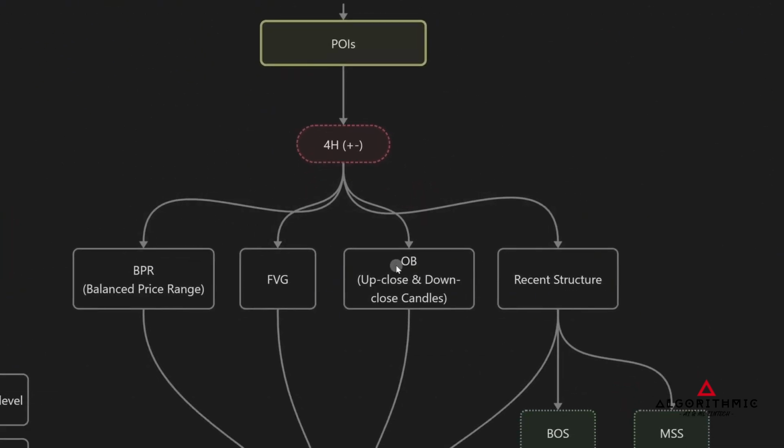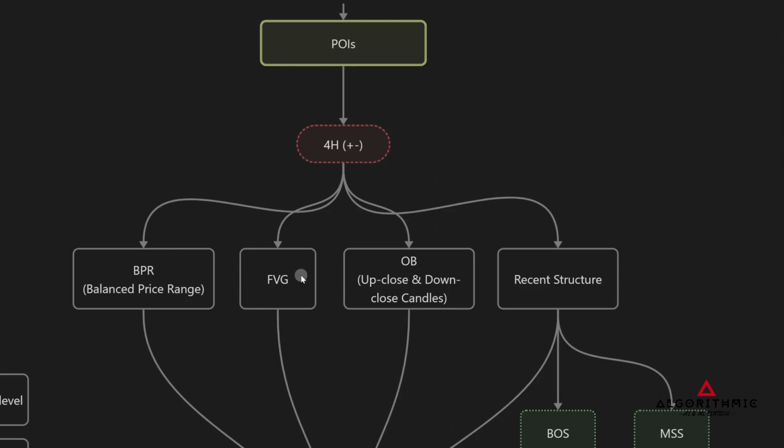On the 4 hour, I'm only going to look for these 4 things. It's going to be limited to only these PD arrays or POIs. You can actually look for whatever you want, but for me, I prefer BPR, balanced price range, which, if you're not familiar with, is 2 fair value gaps overlapping each other. I'm going to do a new video about that. I'm also looking at fair value gaps, and I'm looking for high probability fair value gaps. I'm going to do another video on that.